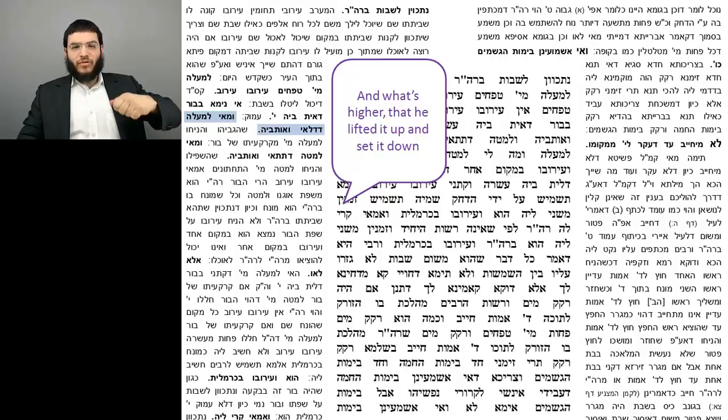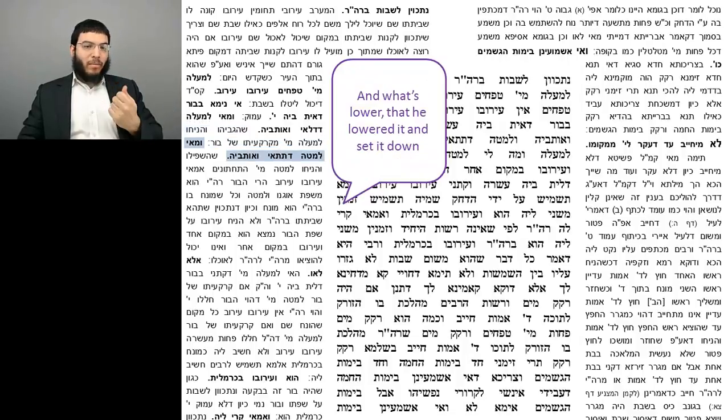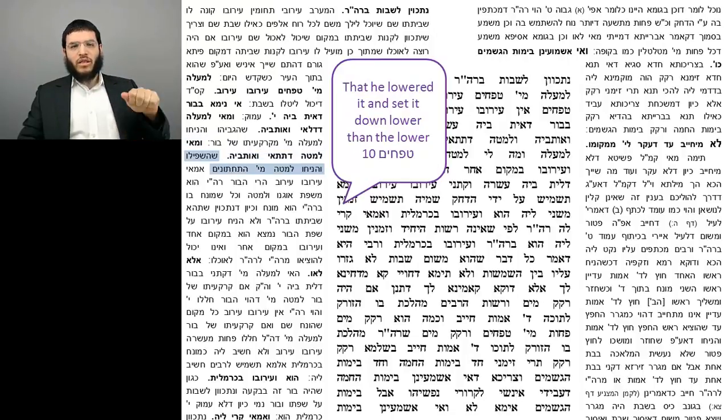It means that he lifted it up and set it down in the upper 5 tefachim of the pit. Shehigbiyah vehinichah lemaylah mi'yud, that he lifted it up and set it down higher than 10 tefachim from the ground of the pit. So it's in the upper 5 tefachim, it's out of the lower 10 tefachim. And what's lower? That he lowered it and set it down, meaning in the lower 10 tefachim. The words of Rashi won't be so clear, but that's what it means. Shehishpilah vehinichah, that he lowered it and set it down, lematah mi'yud hatachtonim, lower than the lower 10 tefachim. It means in the bottom 10 tefachim.